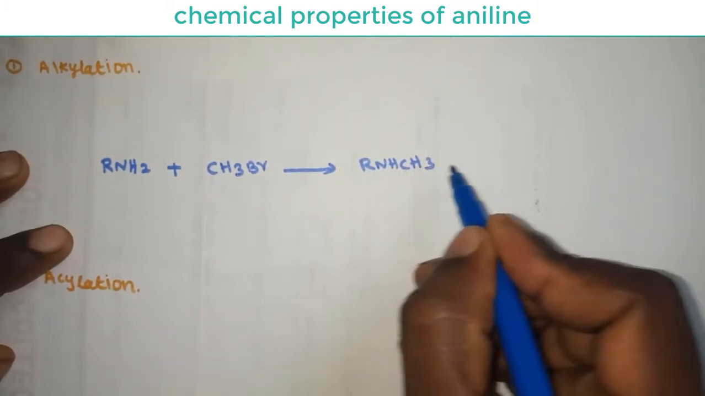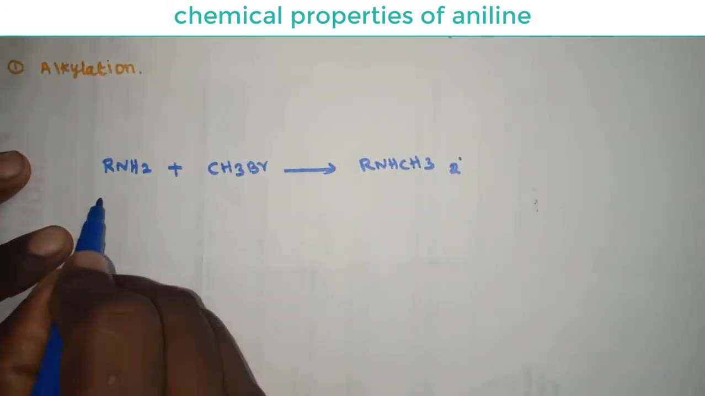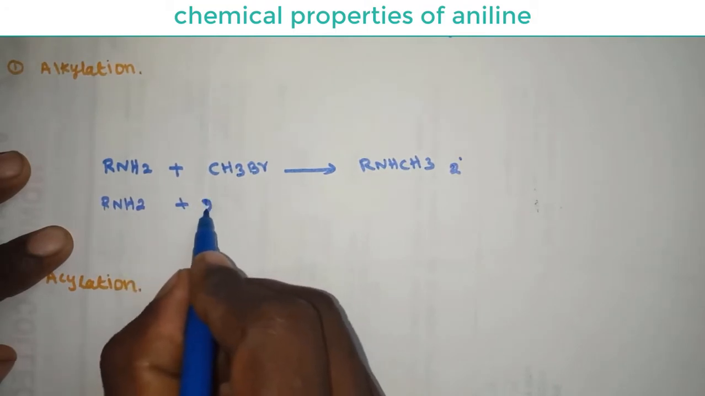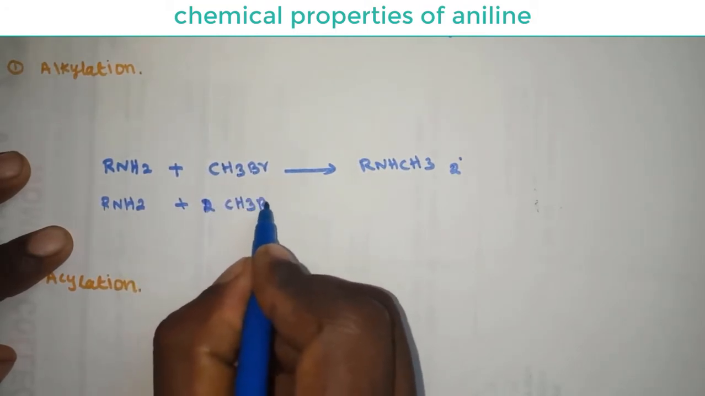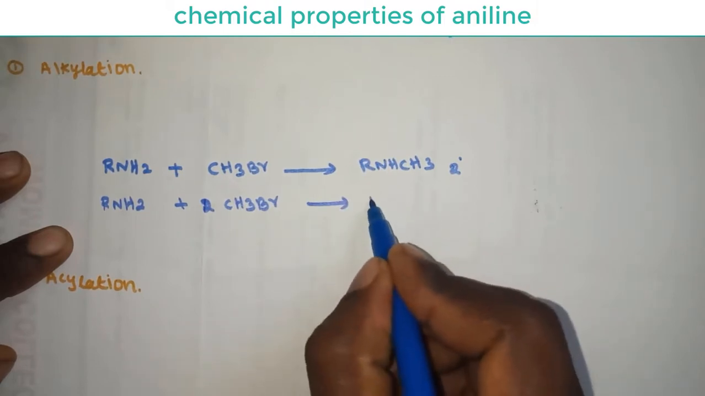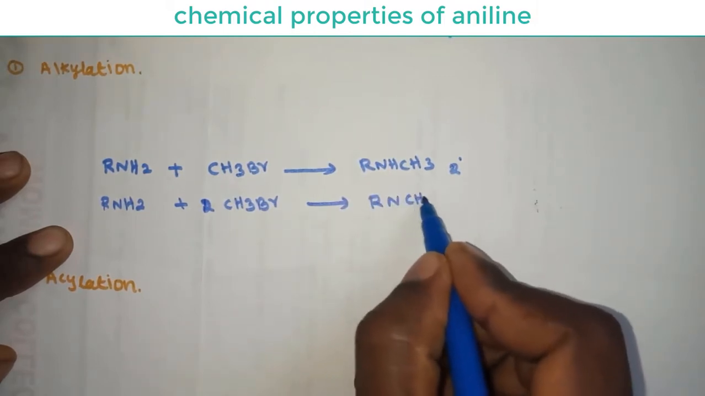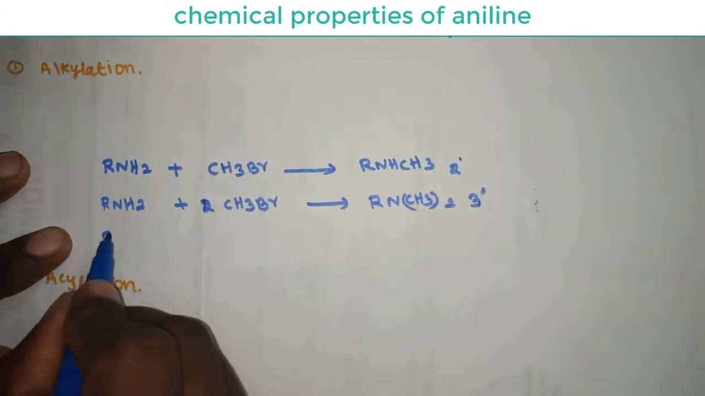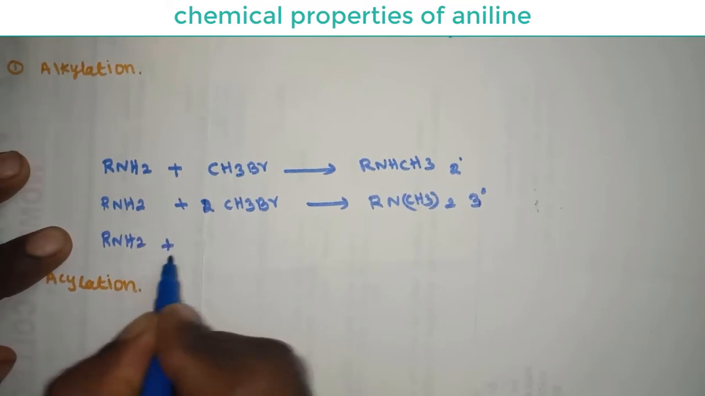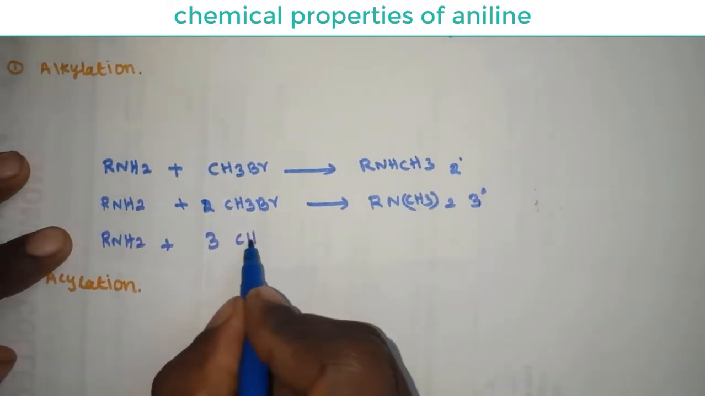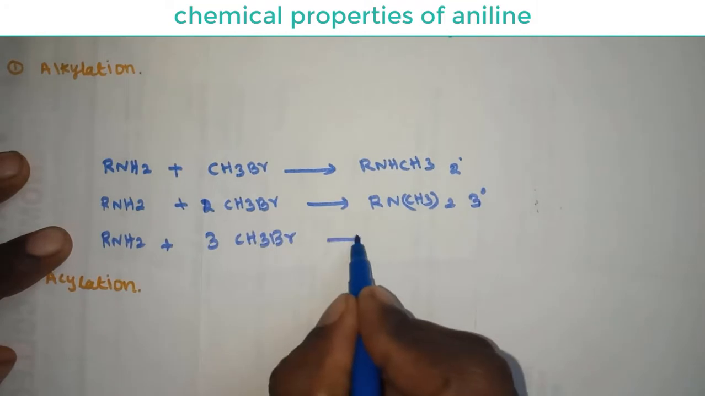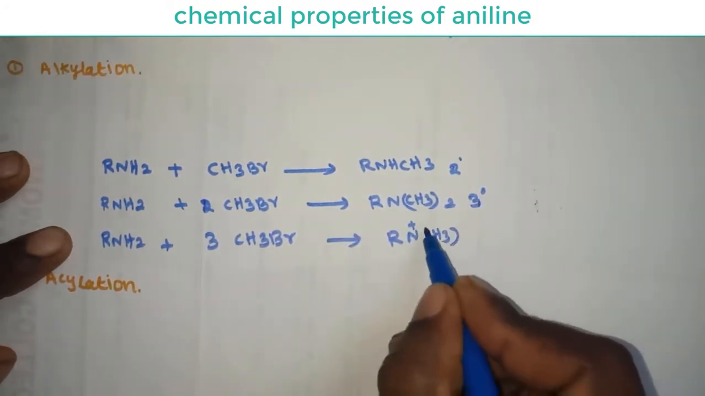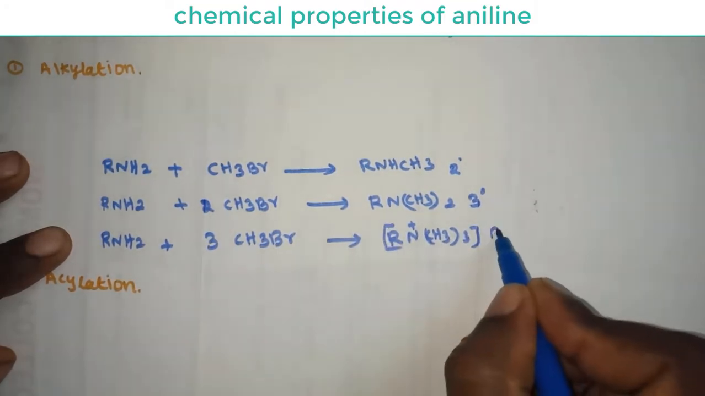RNHCH3. This is an example of a secondary amine. RNH2, the general formula for a primary amine, reacts with 2 moles of methyl bromide to form a tertiary amine, RN(CH3)2. This is an example of a tertiary amine. A primary amine reacts with 3 moles of alkyl halide to form a quaternary ammonium salt, RN+(CH3)3 Br-.